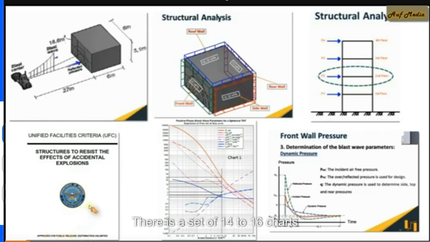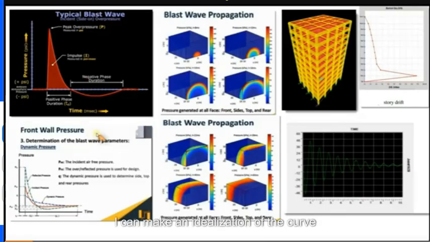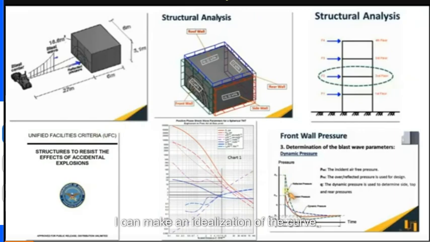There is a set of 14 to 16 charts that are translated into a specific curve. This curve will be the source of my dynamic work, or I can make an idealization of the curve and start my analysis. In the end, I will make a simulation of the situation in which there is a car on a certain distance from my building. The car hits the building, and the building is hit by a car.